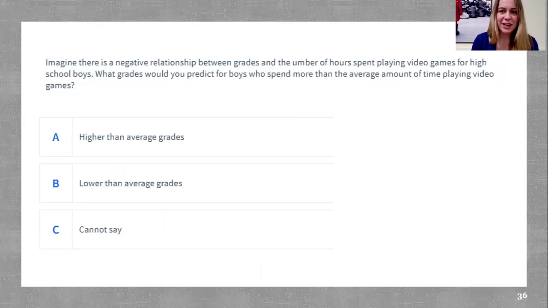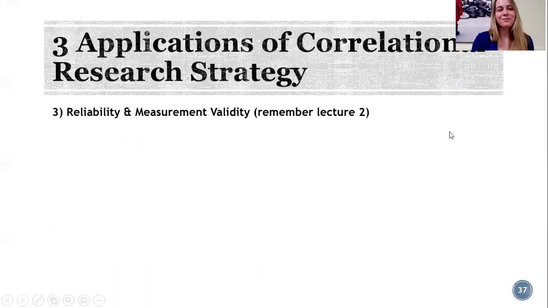So here's a good question to check your understanding. Imagine there's a negative relationship between the number of hours that kids spent playing video games and their grades in school. What grades would you predict for boys who spend more than the average amount of time playing video games? Why don't you pause the video and see if you can answer this question? Well, it's probably no surprise, this prediction, using what you found in this correlation that happened in the past, you can predict that they'll probably have lower than average grades.